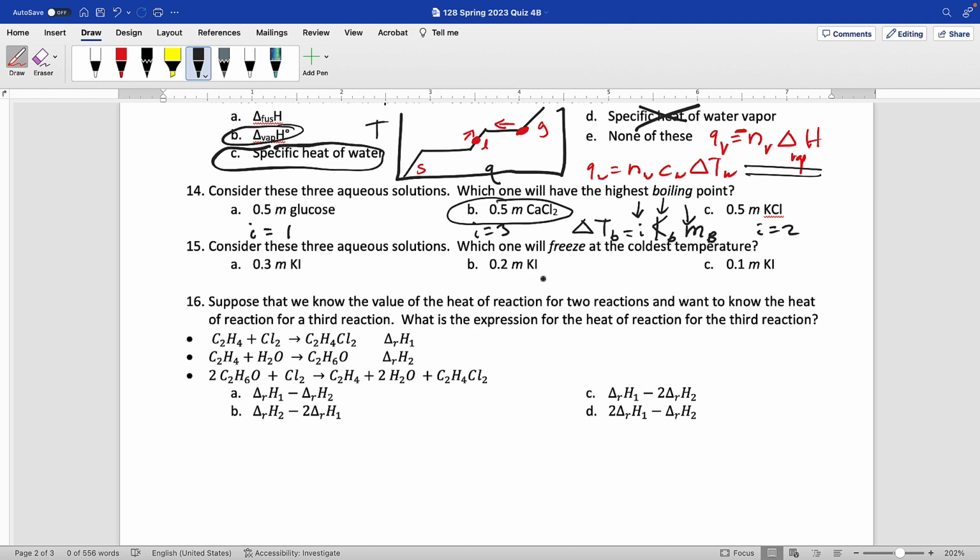On the bottom one, number 15, I put in things where the van 't Hoff factor is the same for all the compounds. The van 't Hoff factor is 2 in this case. So it's all about concentration.